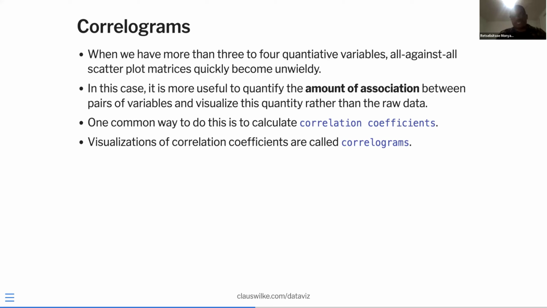In this case, the author suggests that it is more useful to quantify the amount of association between the pairs of variables and visualize this quantity rather than the raw data. The common way of doing this is to calculate the correlation coefficients. And visualizations of correlation coefficients are called correlograms. I do apologize for a text-heavy slide, but I just needed to get that theory out of the way.